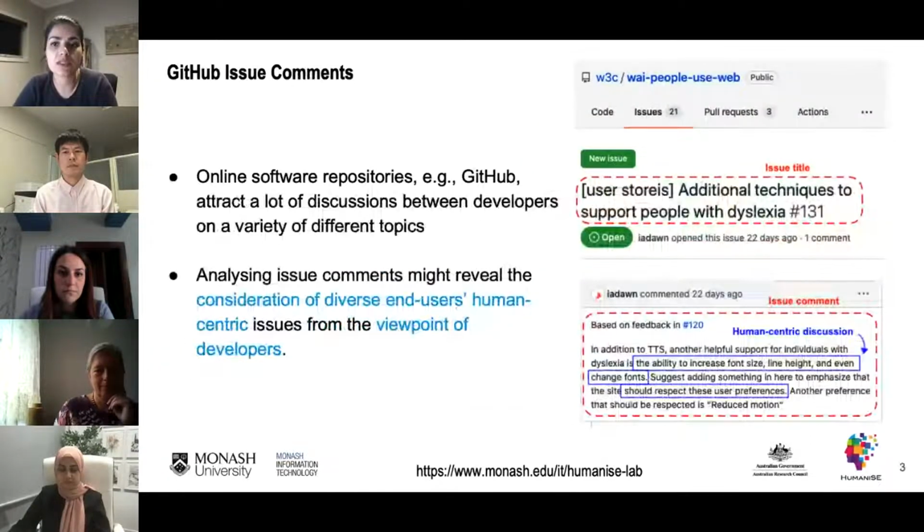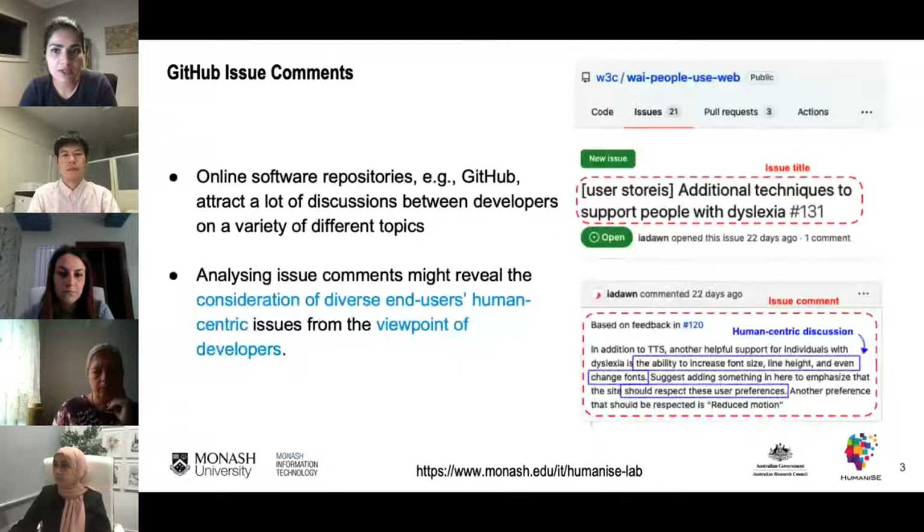Developers' discussions are known to be a major factor in deciding how a system evolves, and they also include information beyond how a system actually works. Online software repositories such as GitHub attract a lot of discussions between developers on different topics and include information about the issues that they face during the software development process and how they react to these issues.